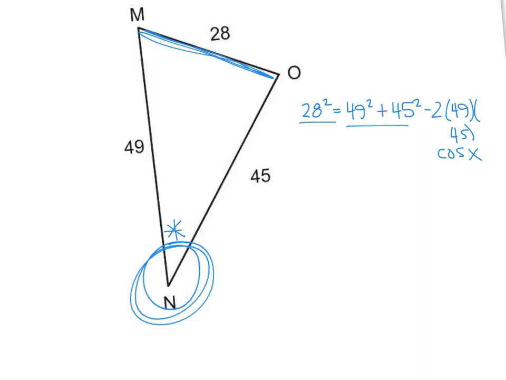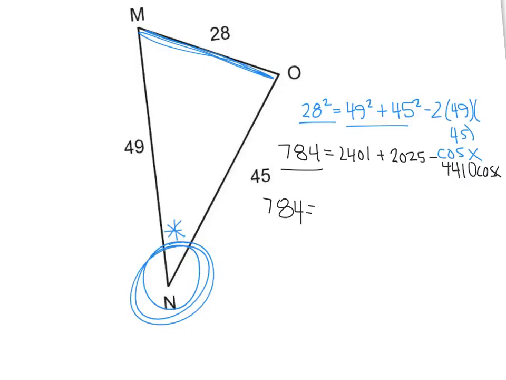So in this case, to solve for x, what you need to do first is 28 squared. I'm going to use my computer as a calculator. So 28 times 28, or 28 squared, is 784 equals 49 times 49, which is 2401, plus 45 squared, which is 2025, minus 2 times 49 times 45, so that is 4410 cosine x. To solve this doing order of operations, you got 784.